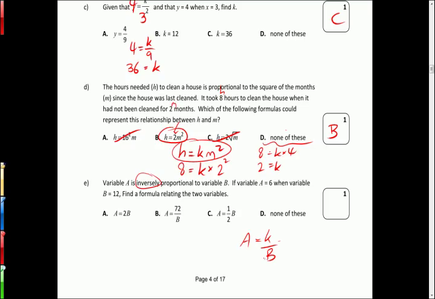Now we've got some numbers to chuck in. Variable A equals 6, so let's replace A with a 6. And we'll replace B with a 12. How do I get that k by itself? It's being divided by a 12, so I'd better times both sides by a 12, which gives me 72 equals k, which I can amend my original formula. Instead of writing k there, I write 72. A equals 72 on B. Answer B.